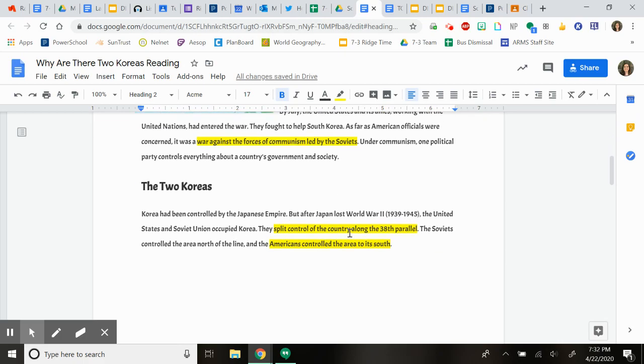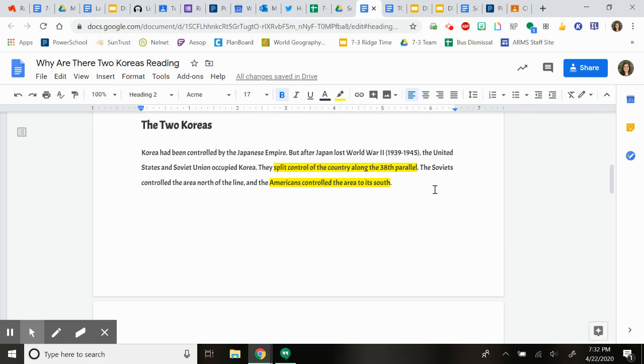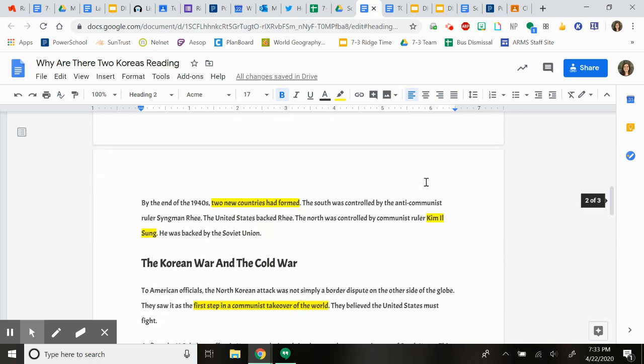The two Koreas. Korea had been controlled by the Japanese Empire, but after Japan lost World War II, 1939 to 1945, the United States and Soviet Union occupied Korea. They split control of the country along the 38th parallel. The Soviets controlled the area north of the line, and the Americans controlled the area to its south.